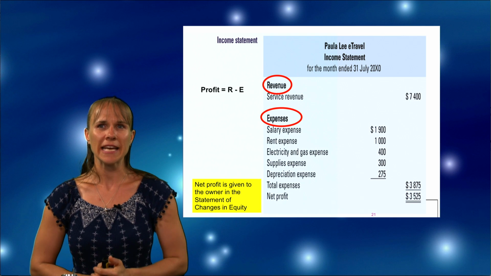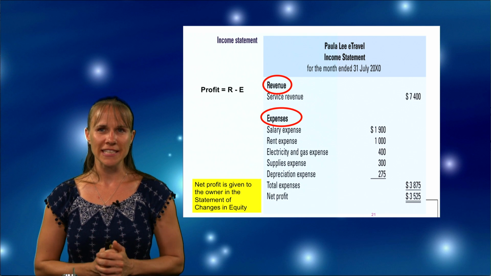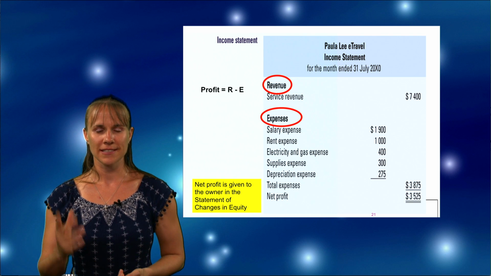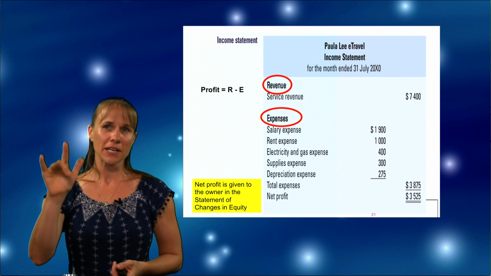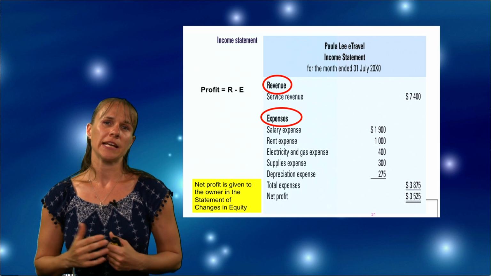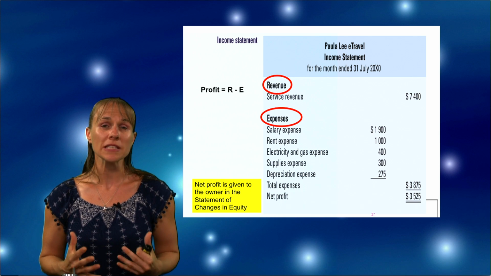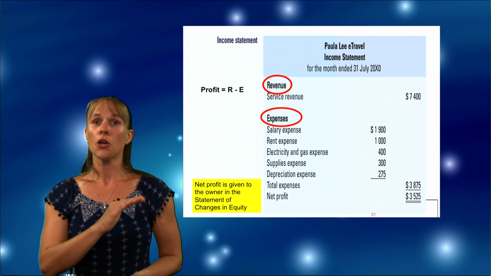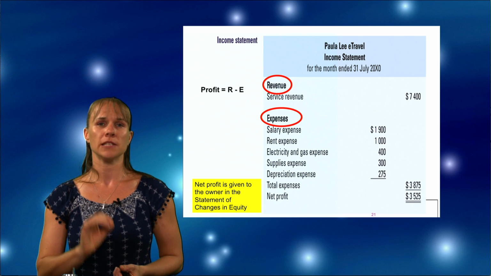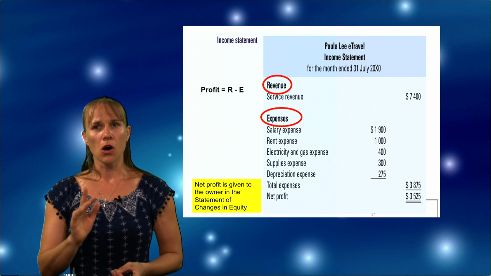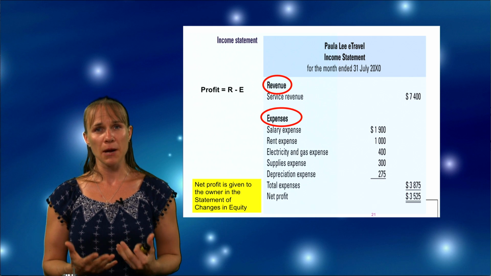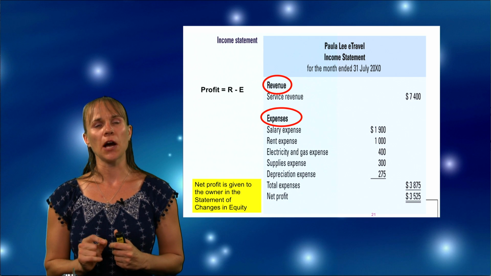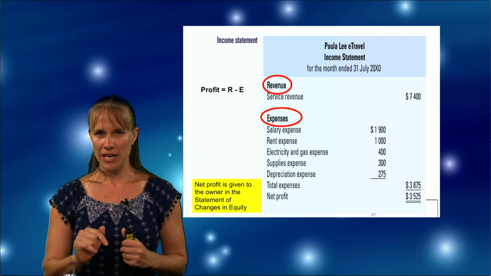So if we have a look here, you can see we have our income statement. Note we have revenue and expenses. They're the only two account types that appear on this financial statement, and they're the only two that should belong there. So no assets, no liabilities, no owner's equity goes into the income statement at all. Note at the bottom that the profit figure that we derive through our income statement is given to the owner in the statement of changes in equity.